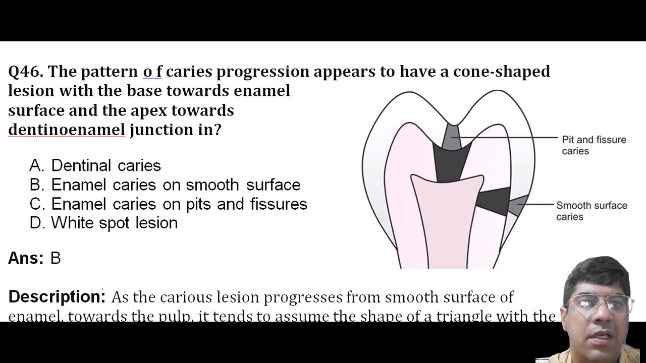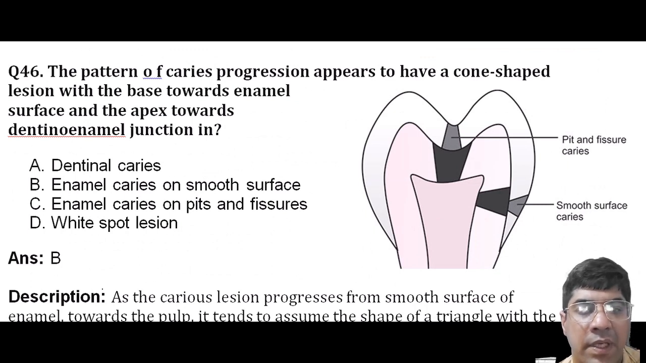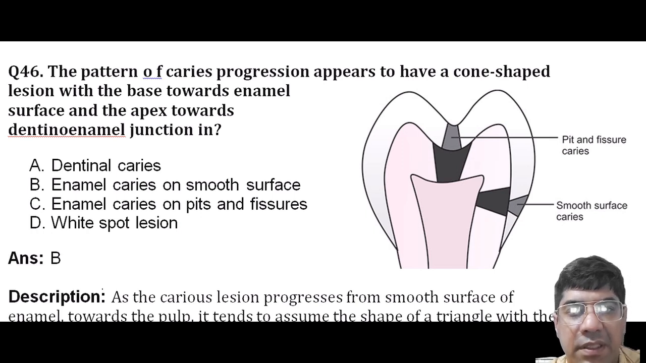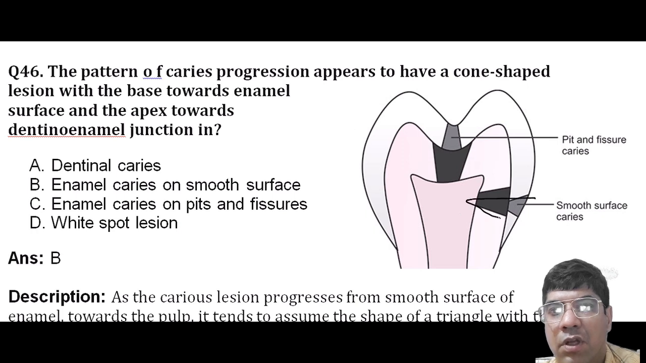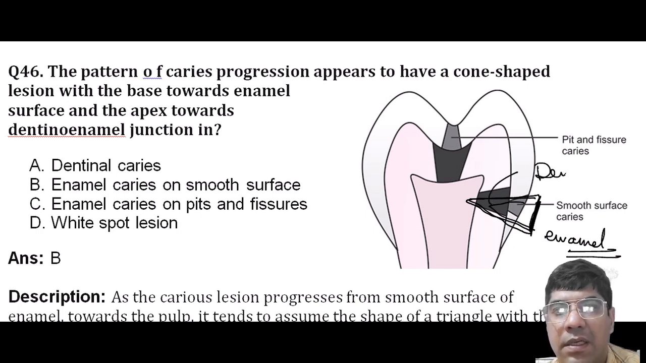So the answer is C. The pattern of caries progression appears as a lesion with the base toward the enamel and apex toward the dentino-enamel junction. It is caries on the smooth surface. So that will form a triangle. The base is toward the enamel surface and the apex is toward the dentino-enamel junction.